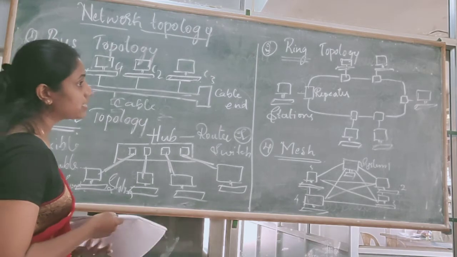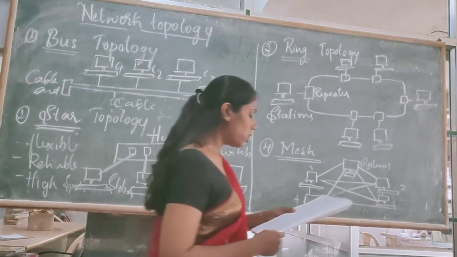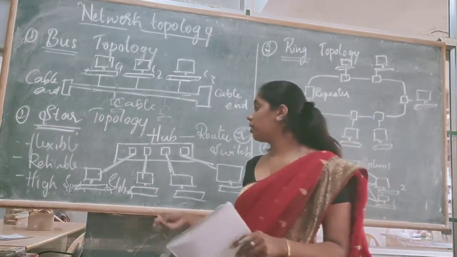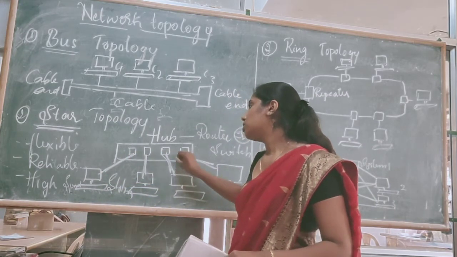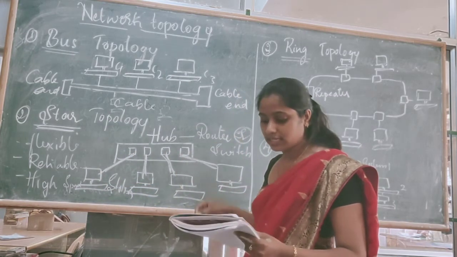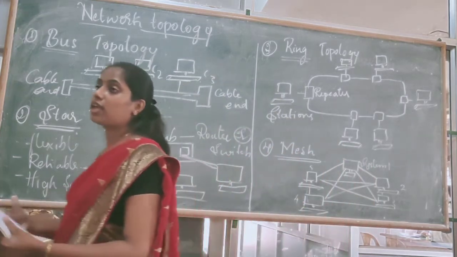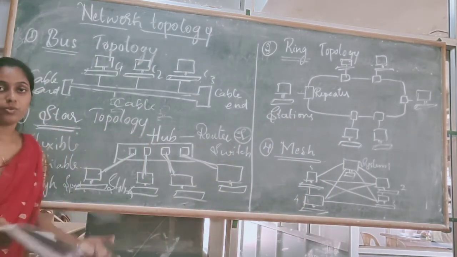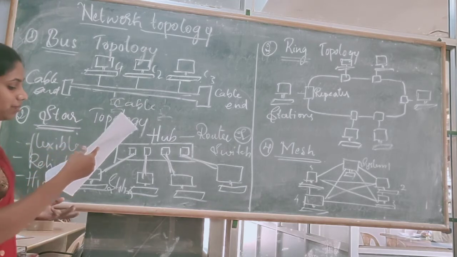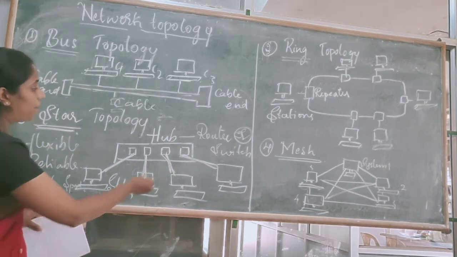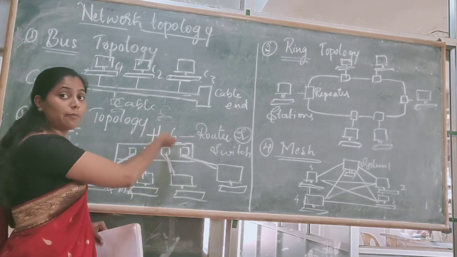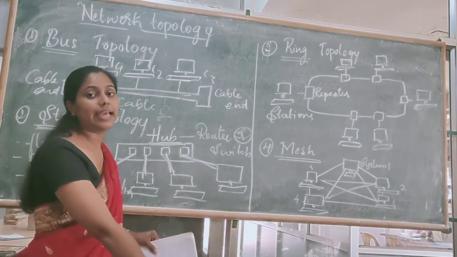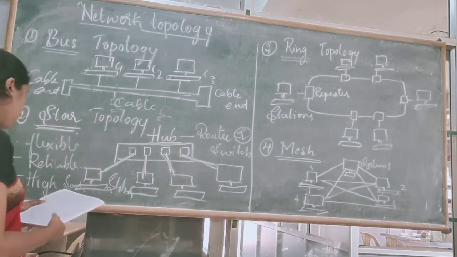Next are the disadvantages. As I told you, these are connected through cables. So it requires cable for long distance. Okay? Long distance networks need long cables. This is one disadvantage. Then, if the hub fails, every system is connected to the hub. If the hub fails, what will happen? The entire network fails.